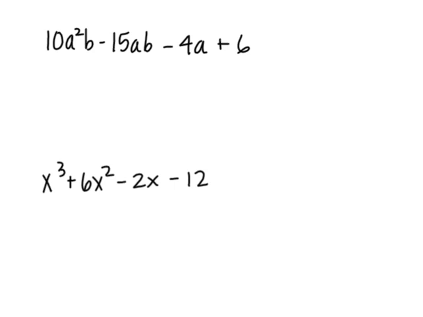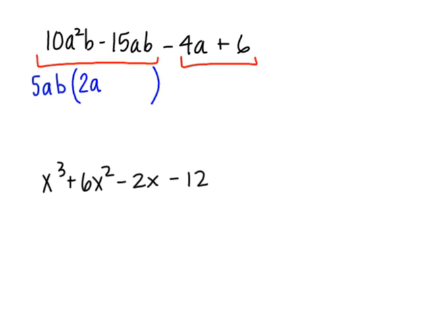10a squared b minus 15ab minus 4a plus 6. Let's group our first two and our last two. In the first group, they have a 5 in common, they have 1a in common, and they have 1b in common. Seeing what's left, 5 times 2 would give me 10 with 1a, minus 5 times 3 would give me 15, and I don't need any a's or b's left.